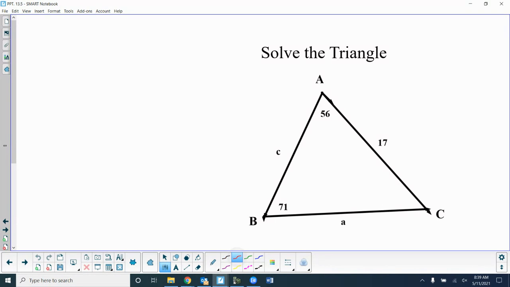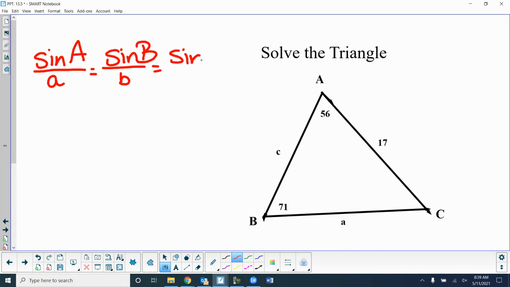Yesterday, we learned this. Law of sines. Sine of angle A over side A equals the sine of angle B over side B, which is also equal to the sine of angle C over side C. Remember that angle A is up here, so that means side A is straight across from it. Same thing for B and C. Make sure you draw your pictures correctly.